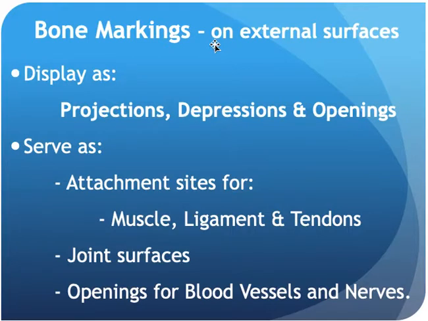So you have all these bone markings on the external surfaces. They're going to be displayed as projections, depressions, openings. We know on every single bone we have all these different little things that we have to label. They're going to serve as attachment sites for muscles, ligaments, tendons. They're going to be joint surfaces. They're going to be openings for blood vessels and nerves. And for every single bone, this is our list of landmarks that we needed to memorize for each of the bones of the body.